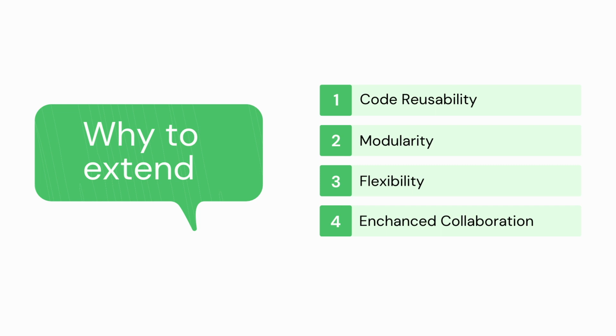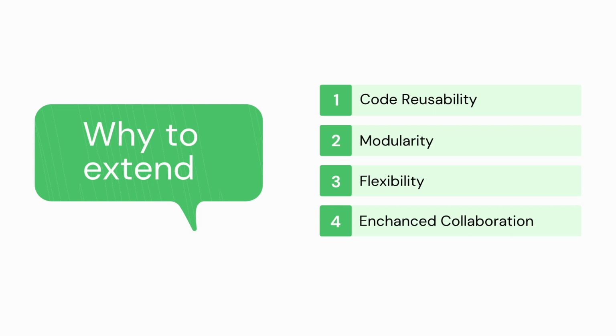Next up, we've got modularity. Script includes let us encapsulate related functionality into neat little modules, but sometimes we need to tweak specific behaviors or add our own magic touch. By extending script includes, we can customize them without affecting the original module. It's like having your cake and eating it too. And let's not forget about flexibility. When we extend a script include, we can override methods, add new properties and define additional functions. That means we can mold it to fit our specific needs like a ball of Play-Doh.